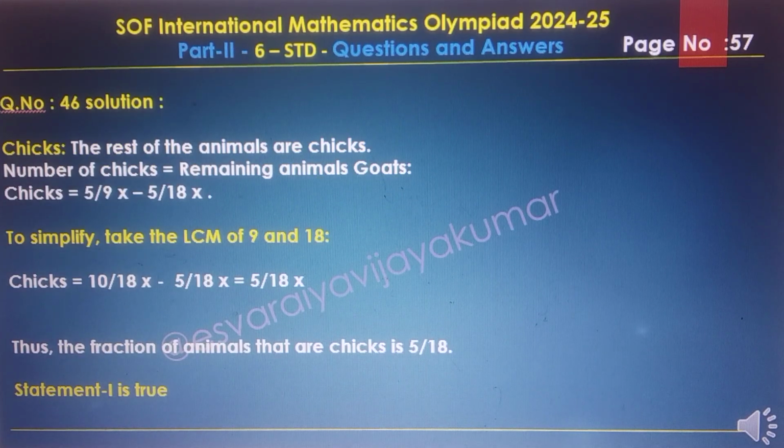The rest of the animals are chicks. The number of chicks is equal to the remaining animals minus goats, which is 5/9 x minus 5/18 x. To simplify, take the LCM of 9 and 18: 10/18 x minus 5/18 x equals 5/18 x. Thus the fraction of animals that are chicks is 5/18. Statement 1 is true.